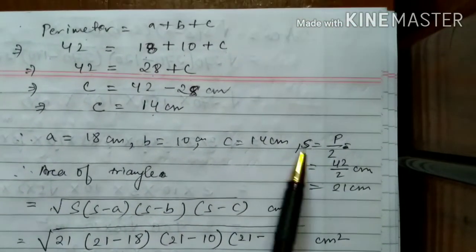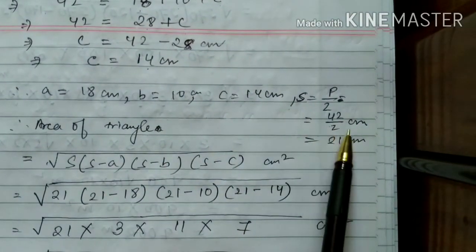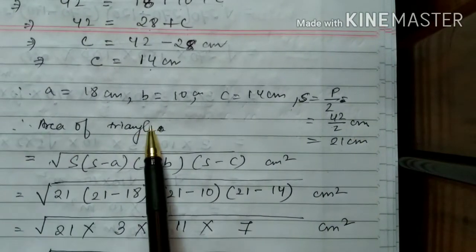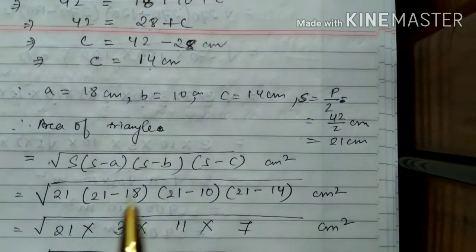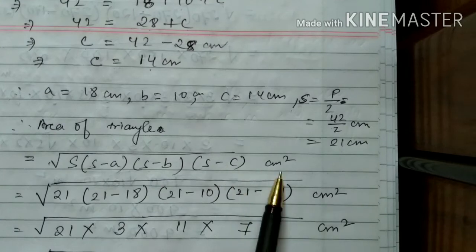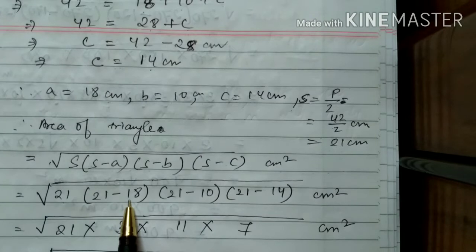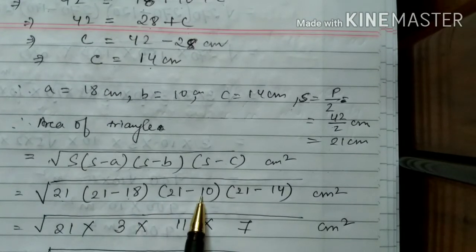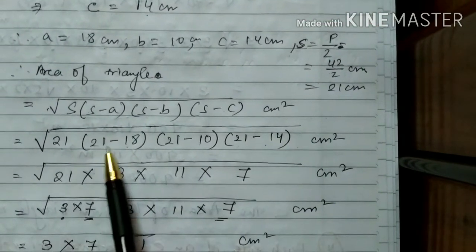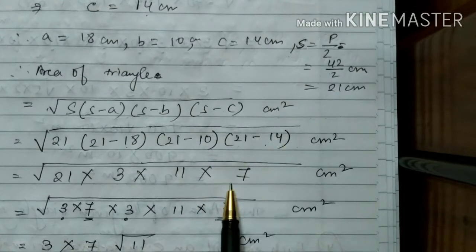Semi-perimeter, how we calculated? Perimeter was 42. Now semi-perimeter will be how much? That is perimeter by 2, that is 42 by 2 centimeter, that is 21 centimeter. Now what will be the area of the triangle? Area of the triangle by using Heron's formula will be root over S into (S minus A) into (S minus B) into (S minus C) centimeter square. So by putting the semi-perimeter 21: 21 minus 18 into 21 minus 10 into 21 minus 14 centimeter square. Now let's calculate. 21 minus 18 is 3. 21 minus 10 is 11. 21 minus 14 is 7.